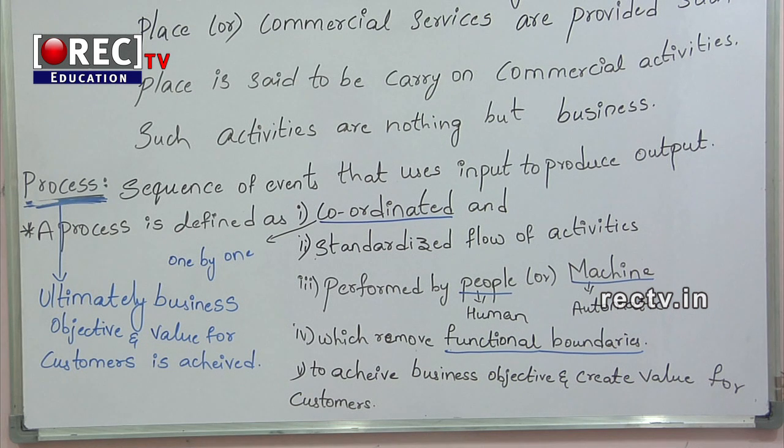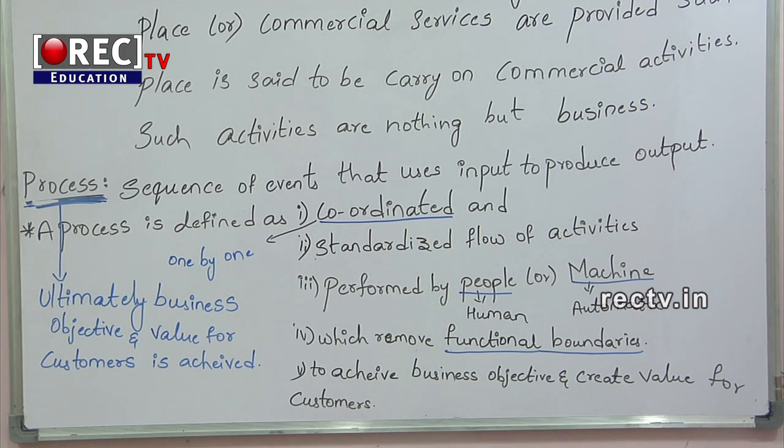Here in the definition, the first term is coordinated. Coordinated means one step after another. For example, if we take the cash deposit in a bank, the process we follow to deposit the cash is a step-by-step process. It is nothing but coordination. And a standardized flow of activities means that depositing cash in one bank is the same as in every bank. That is, if we deposit the cash in Hyderabad, it is the same as if we deposit outside Hyderabad. It is nothing but the process being standardized.